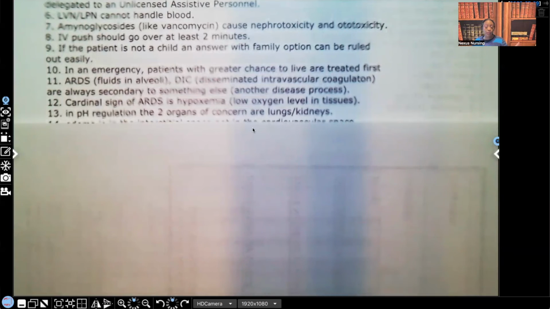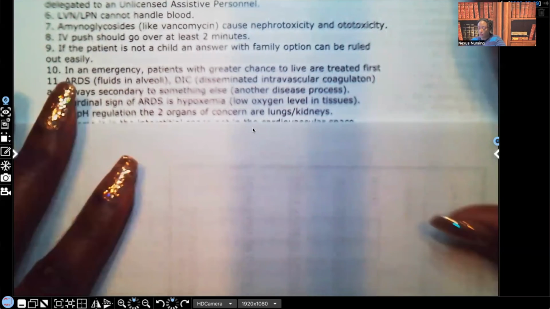So the patient can lose that HCO3, that bicarb, through their stool. So that is very true. When it comes to pH balance, it's the lungs and the kidneys. The lungs for CO2 and the kidneys for bicarb, HCO3.